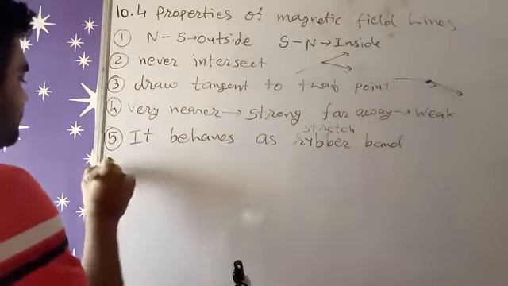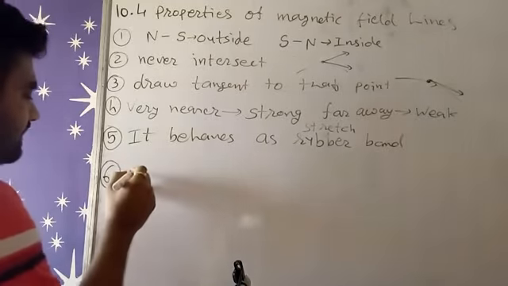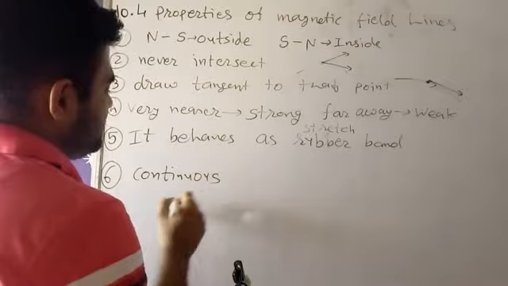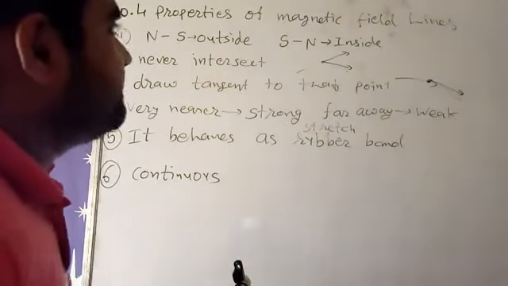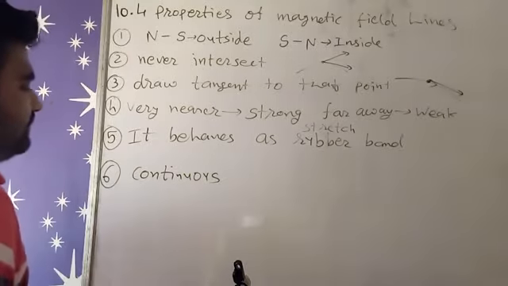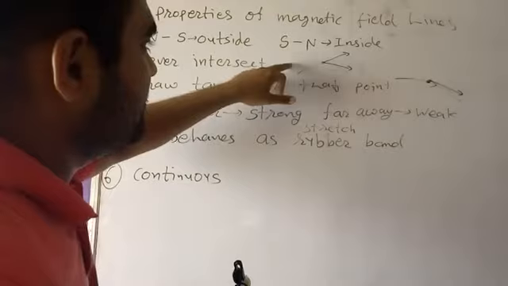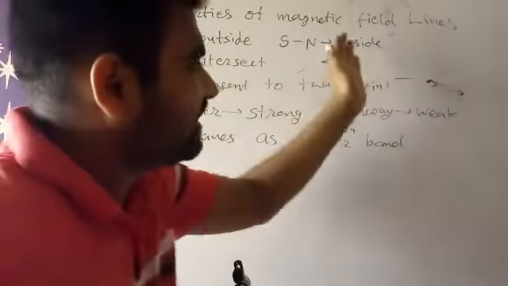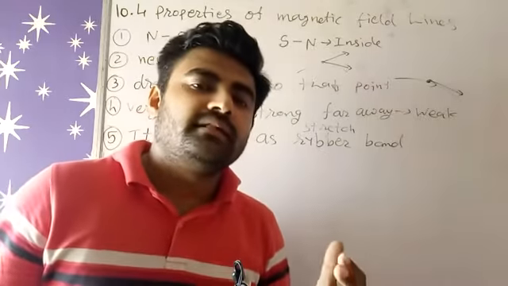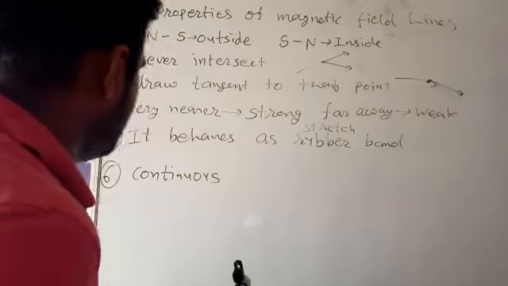Now sixth one, magnetic field lines are continuous, they don't have any gaps between them, these are continuous, right? So always it is continuous, there is no gap between them like this. Here they don't have any gap, it is continuous. We just represent it as field lines, but it is not lines, it is continuous.